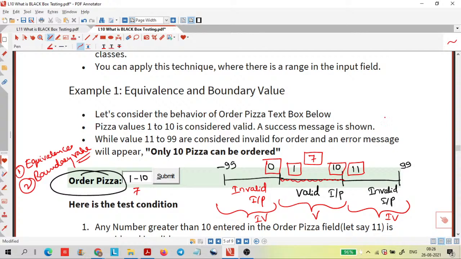So if for ordering the pizza I provide 0, then it is invalid, meaning it should be unsuccessful. It should not go for the transaction. Then if I provide the value 1, it is a success. It should place the order. This type of testing is very important.